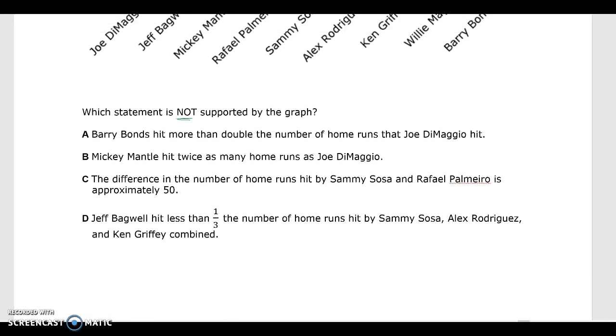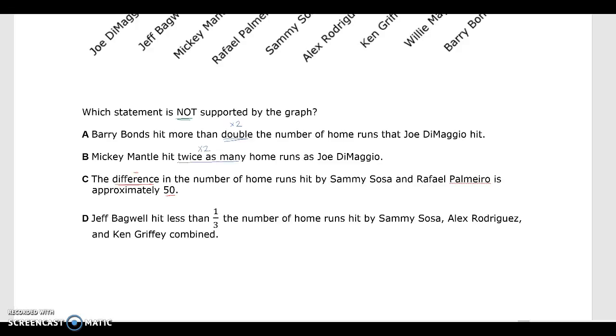So keywords, Barry Bonds hit more than double. Double means what? Times 2, right? Mickey Mantle hit twice as many. Twice as many. Is that different than double? No. It's just different people. The difference in the number of home runs hit by Sammy Sosa and Rafael Palmeiro is approximately 50. So it's saying difference. Difference is what operation? Subtraction is 50.